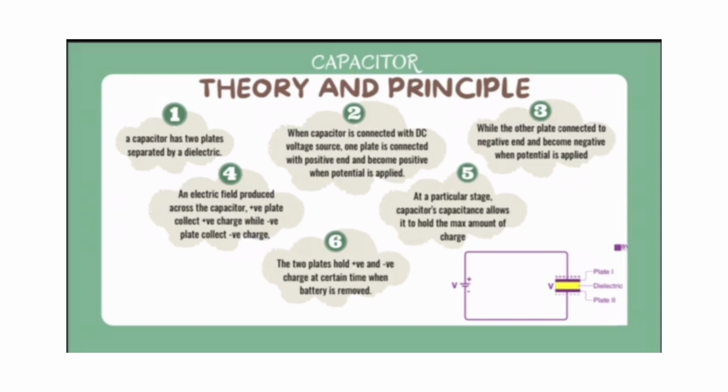When the battery is removed, the two plates hold positive and negative charge for a certain time, and the time span is known as the discharging time of the capacitor. Thus, the capacitor acts as a source of electrical energy.